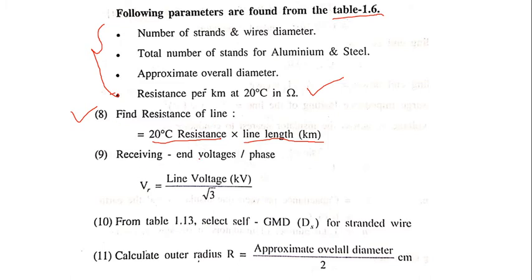Now the receiving end voltage per phase, that is VR, is equal to line voltage divided by root 3. So we are finding the receiving voltage per phase over here, and from table 1.13 we need to select the self GMD, that is DS, that we already studied in the previous slide. From the previous slide we need to find the alternative self GMD for stranded wire and calculate the outer radius R, which is equal to the approximate overall diameter divided by 2.